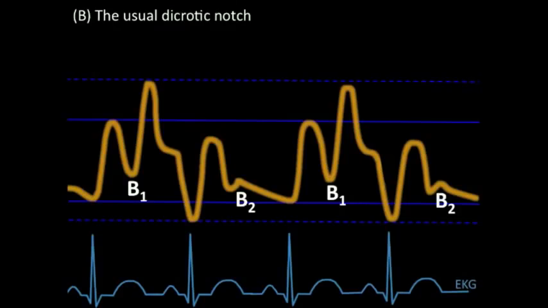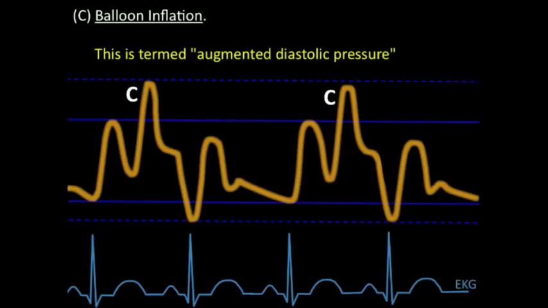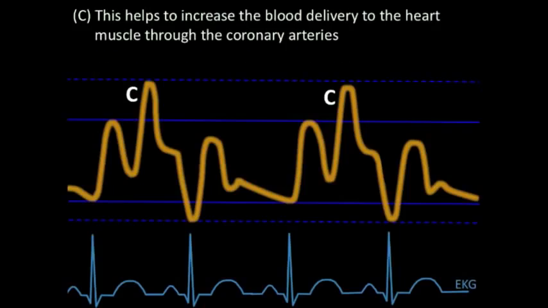During diastole, the balloon inflates and aortic pressure is increased. Importantly, aortic pressure is highest in diastole during augmentation. So we can see that here by the letter C. And the term for this is augmented diastolic pressure. So this causes increased retrograde blood flow and thereby increases blood flow to the coronary arteries.